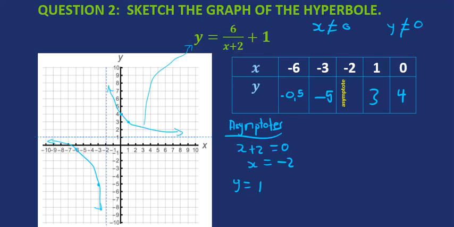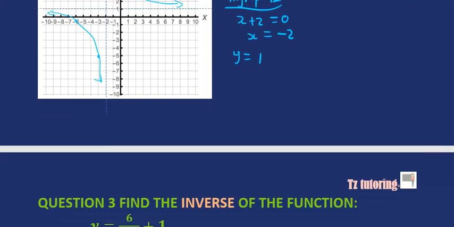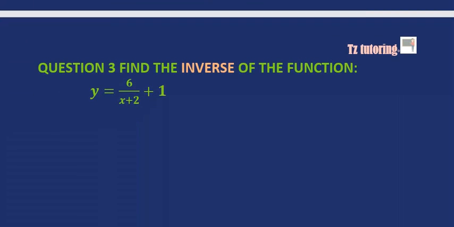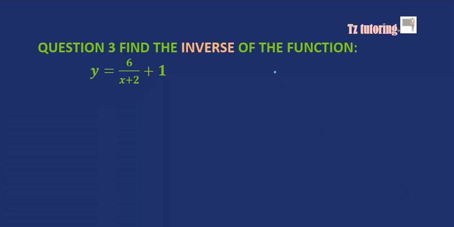Okay, let's move on to finding the inverse. Okay, we've got a hyperbola function again, and this time we do not have to sketch the graph, we just have to find the inverse. So what is the inverse? The inverse means that x becomes y and y becomes x. So to find the inverse, where there's y we'll put x, and where there's x we put y. And then we must solve this equation in terms of y.